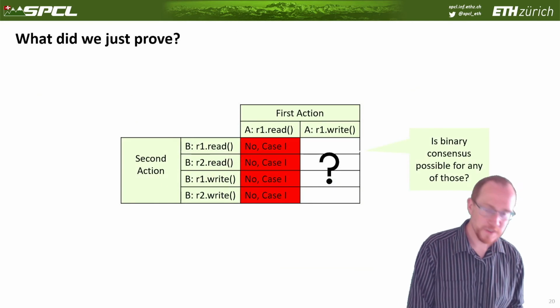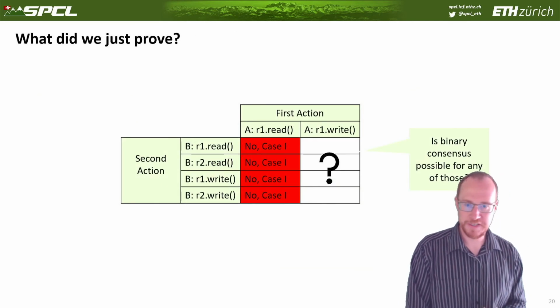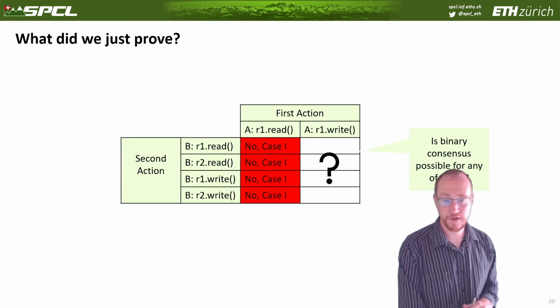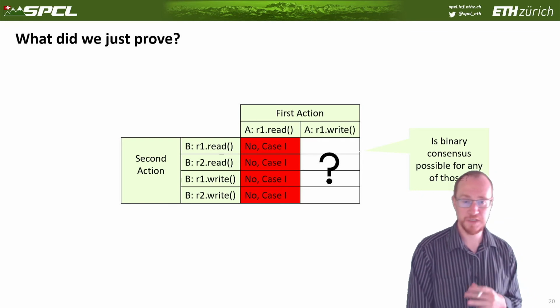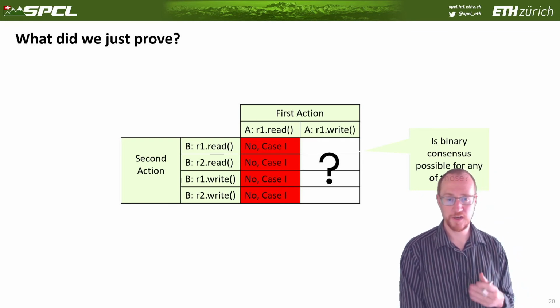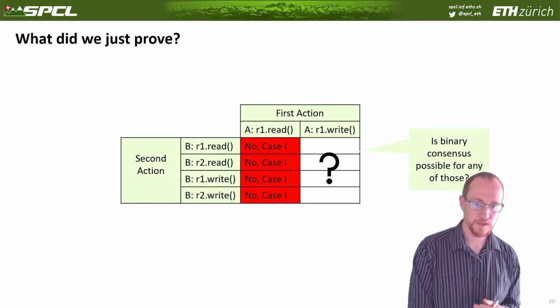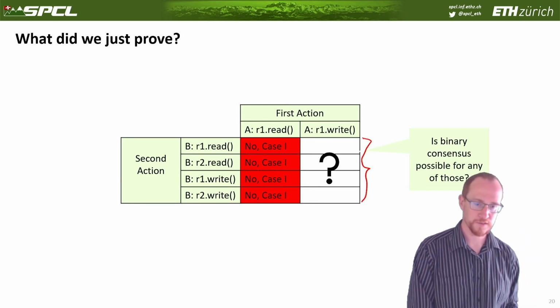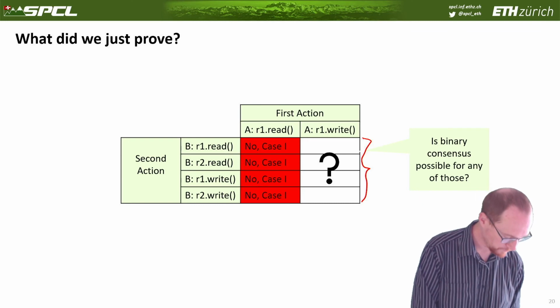Okay, so forget about all the A reads cases. All of those are immediately excluded. So half of our 8 cases are gone, because it really doesn't matter what B does when A reads. It cannot make a decision based on this. So now let's go to those other 4 cases. Can we implement binary consensus with any of those in a wait-free manner?